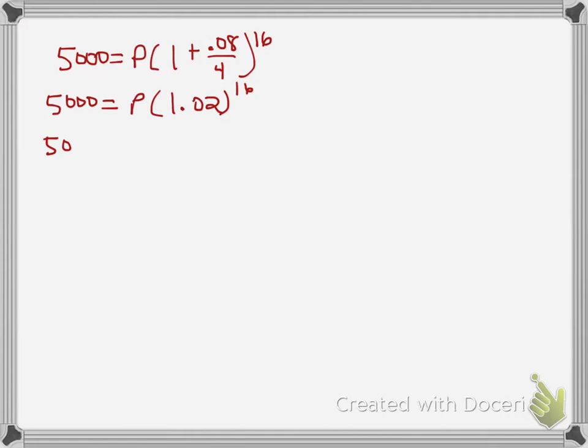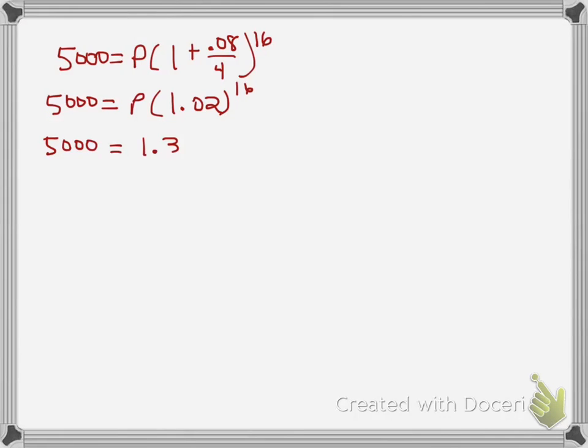Now remember, all we're doing is taking a number, 1.02, and raising it to the 16th power. That's a number. That's a value. And we're going to multiply it to this variable P. So really all we have to do is get rid of this number, 1.02 raised to the 16th. We have to divide that out. But let's figure out what that is first.